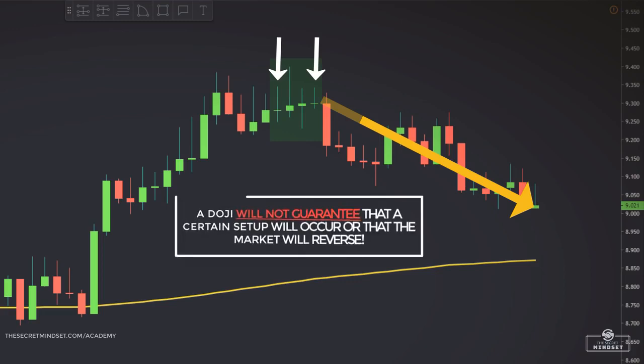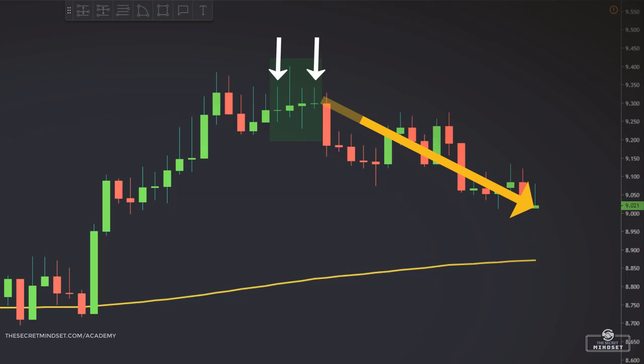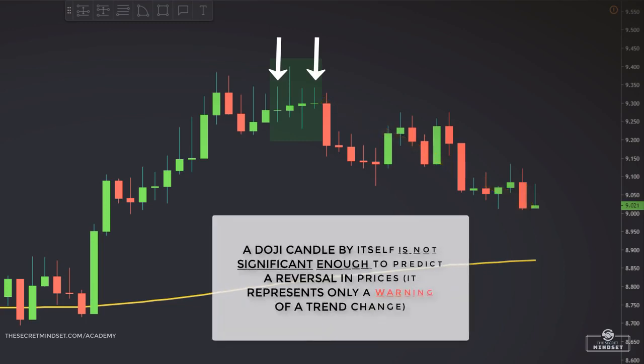A Doji will not guarantee that a certain setup will occur or that the market will reverse. Traders incorporate Dojis in their analysis in an effort to try to predict future price movements. They try to get the probabilities in their favor as much as they possibly can. So a Doji candle by itself is not significant enough to predict a reversal in price. It represents only a warning of a possible trend change.